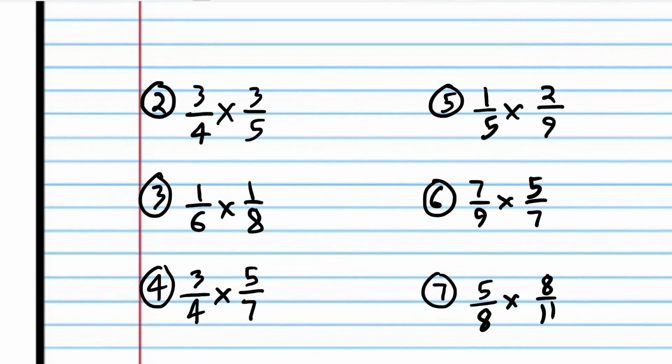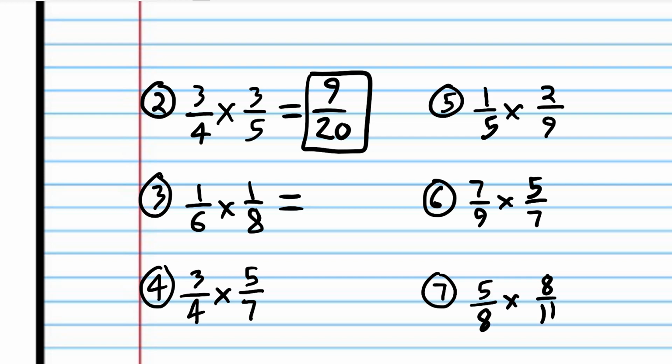So let's go ahead and get into it. We don't have to think about the actual real world with these problems so far. Let's just get into the actual operations. So 3/4 times 3/5. Very easy. 3 times 3 is 9. 4 times 5 is 20. You see how easy that is? Again, the concepts are difficult, but the actual operations are easy.